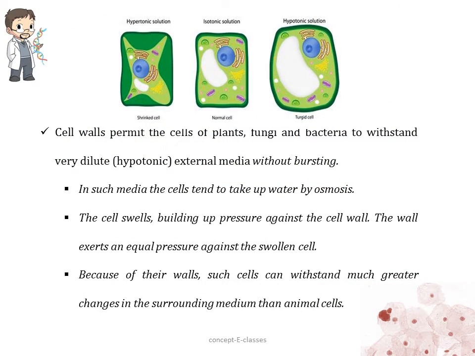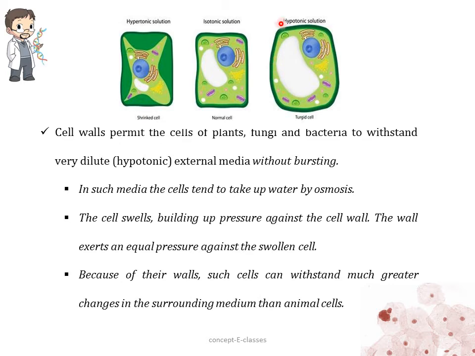So let's see some of the functions of the cell wall. Now the cell wall permits the cells of plants, fungi and bacteria to withstand very dilute external media without bursting. What was the case of a hypotonic medium or solution? It was a case where the medium surrounding the cell has higher water concentration than the cell, meaning the outside solution is very dilute. So the cell will gain water.